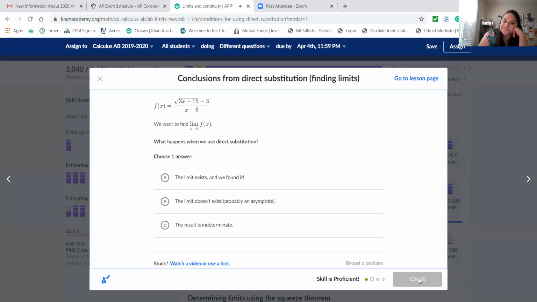Okay, next question. When I try to sub in 8, 3 times 8 is 24. 24 subtract 15 is 9. Root of 9 is 3. 3 minus 3 is 0. I'm getting a 0 in the numerator and the denominator, which means when I directly substitute, the result is indeterminate. That's specific to 0 over 0.